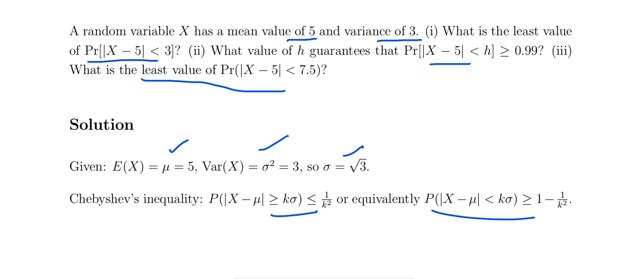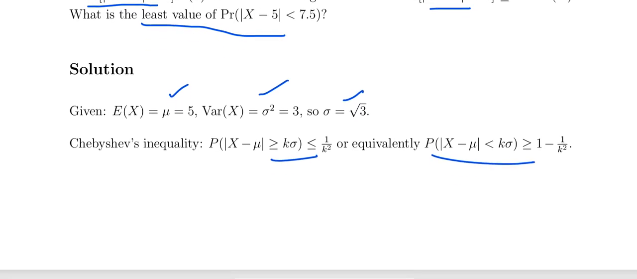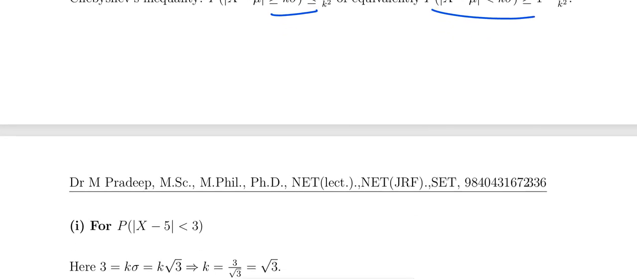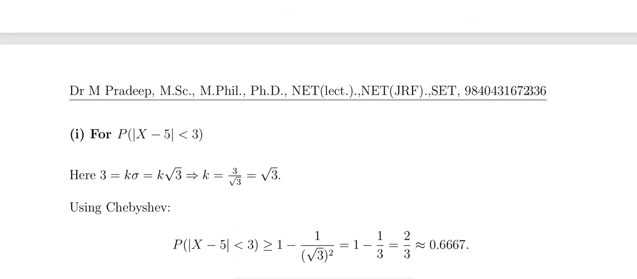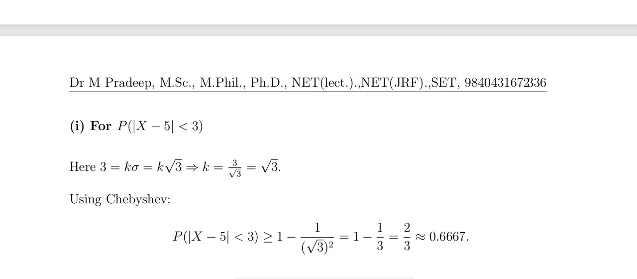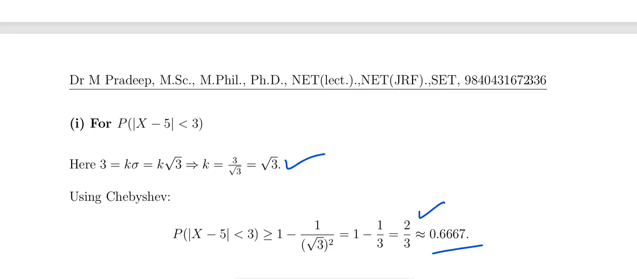We can write it like this; I think this is what we have to use. So P of mod X minus 5 less than 3, so k sigma equals 3. So 3 equals k into root 3, so k equals 3 by root 3, that is k equals root 3. So that is greater than or equal to 1 minus 1 by root 3 whole square, that is 1 minus 1 by 3, that is equal to 2 by 3. That is the approximate value.